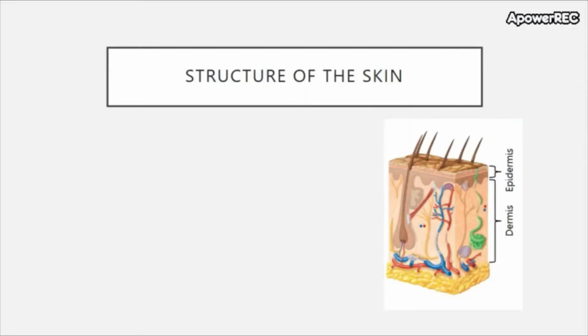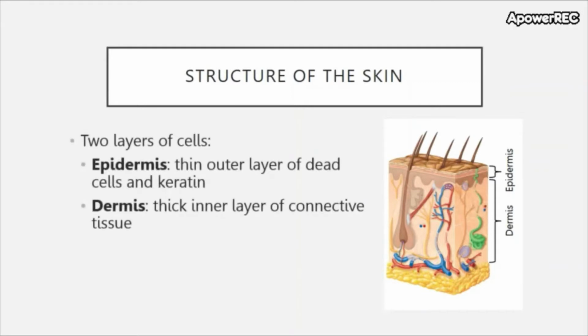We have previously discussed the structure of the skin in our discussion about the first line of defenses in the immune system, but let's continue to cover it in more detail. There are two layers of skin cells. There is the epidermis, which is a thin outer layer of dead cells, and a fibrous structural protein known as keratin. Within that layer is the dermis, which is a thick layer of connective tissue.